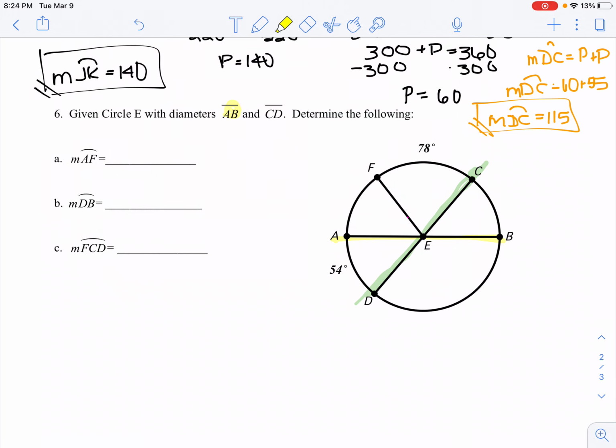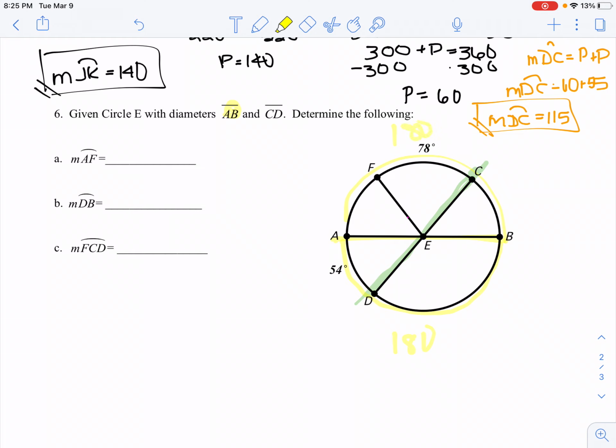What I remind you of is that your diameters cut your circles into half. So let's just focus on this yellow diameter, this segment AB. That would mean that this half is 180 and the top half is 180. So both of these semicircles are 180 degrees, okay?